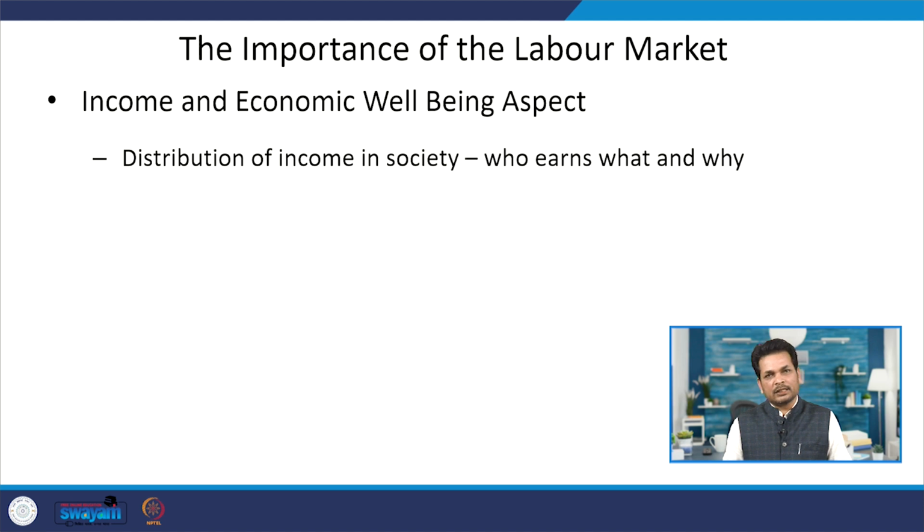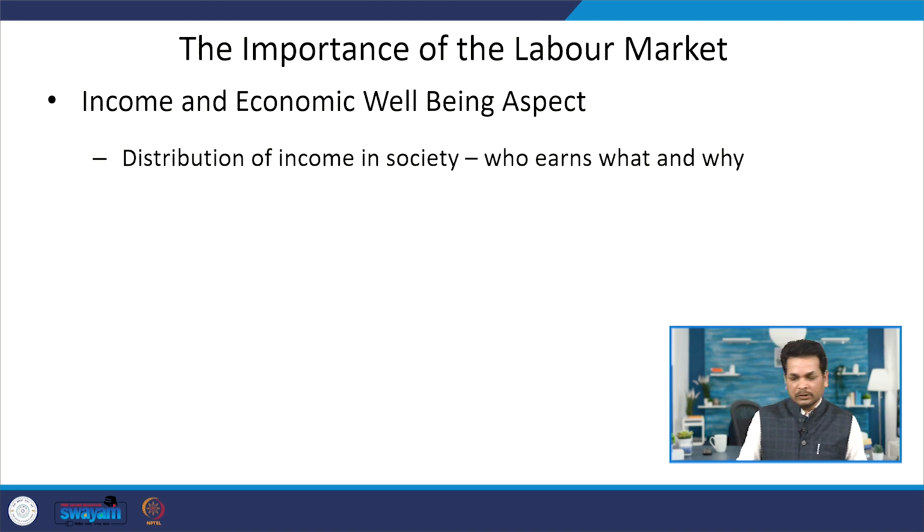That income decides what will be the economic well-being of not just that individual, but it also affects his successor generation and the previous generation. So, labor market outcomes decide the economic well-being of 3 generations. It has intergenerational links.